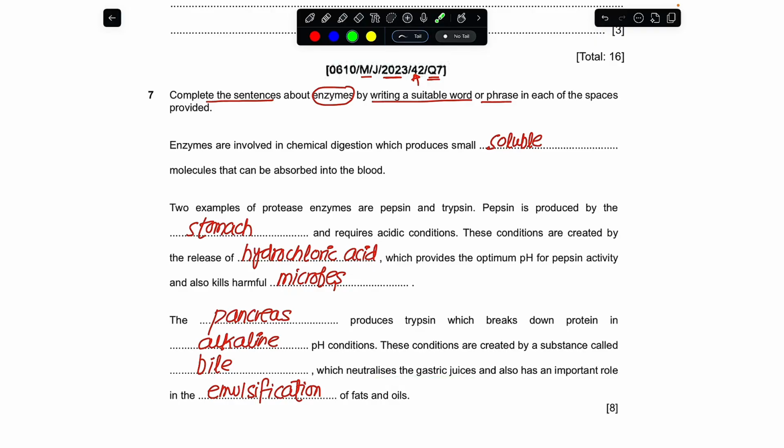Now, although the trypsin is acting in the small intestine, and even though it requires alkaline pH conditions, this would be provided by the bile, because the food that arrives from the stomach in the form of chyme still has some gastric juices in it, so the bile has to be available. And then they say it also has an important role in the dash of fats and oils. Now we know that for fats and oils there is a need for emulsification. So just by reading the entire statement, we were able to crack the word bile here and emulsification here.